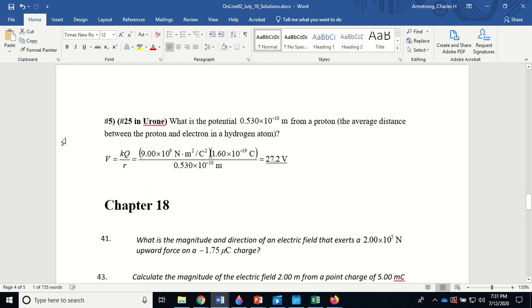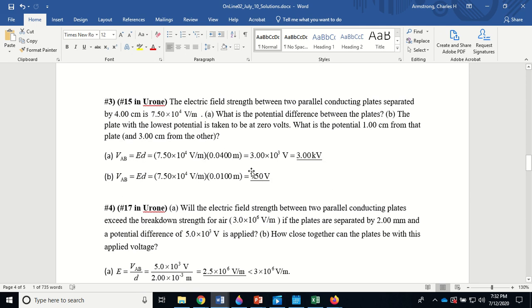And there's one more. Oh, this one's easy. What is the potential 0.530 times 10 to the minus 10 meters from a proton? That's the average distance between a proton and an electron in a hydrogen atom. Well, we just pull out the equation we had for the voltage of a point charge. Remember, this is a point charge. So we've got the K, Coulomb's constant, the charge for the proton, and the distance from the proton, and it would be 27.2 volts.